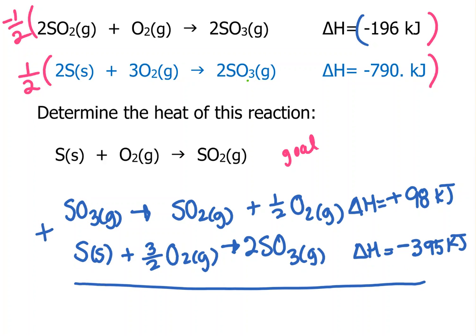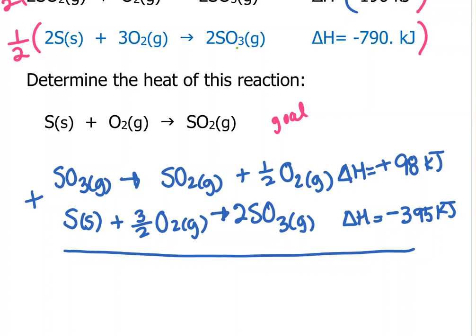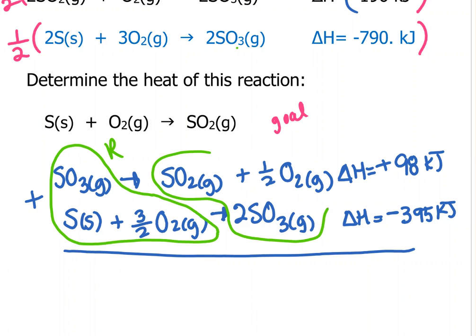Now I'm going to add these 2. And sometimes when I get to this point, I do a little bit of a shortcut rather than rewriting it all. What I do, just to make it easy to look at, is I circle all of my reactants, and then I circle all of my products, or outline them here, and then look at it and see what cancels rather than rewrite it all.